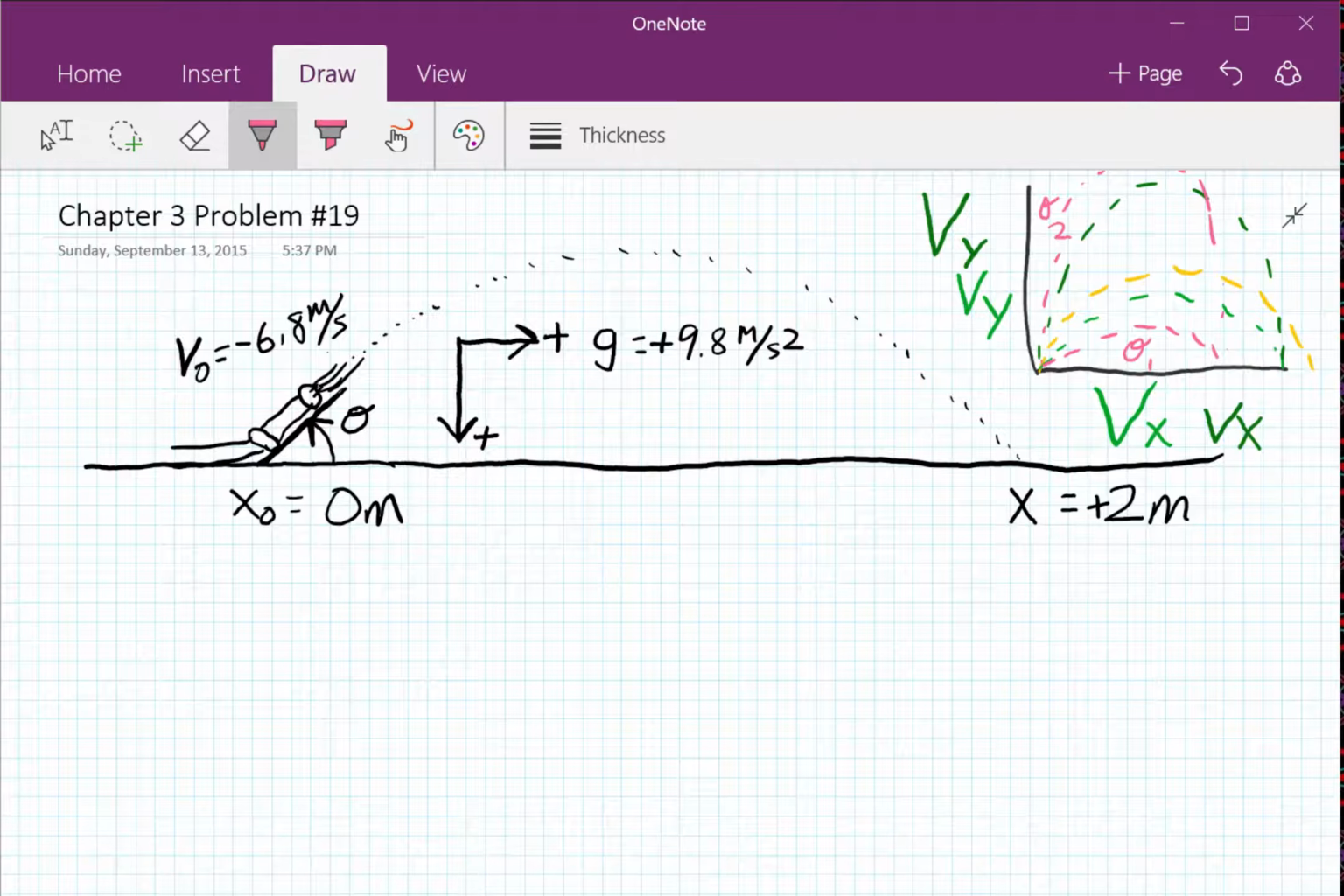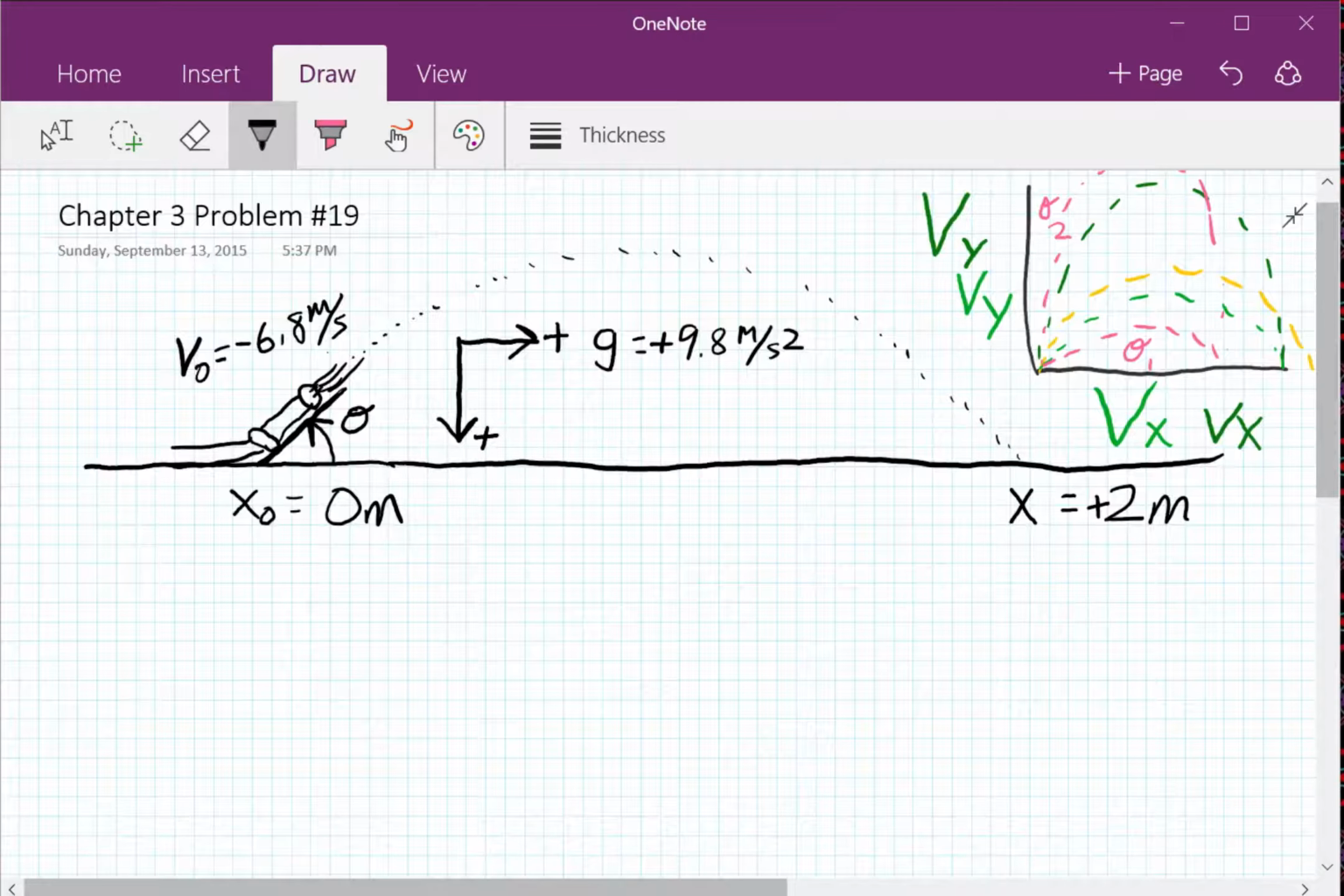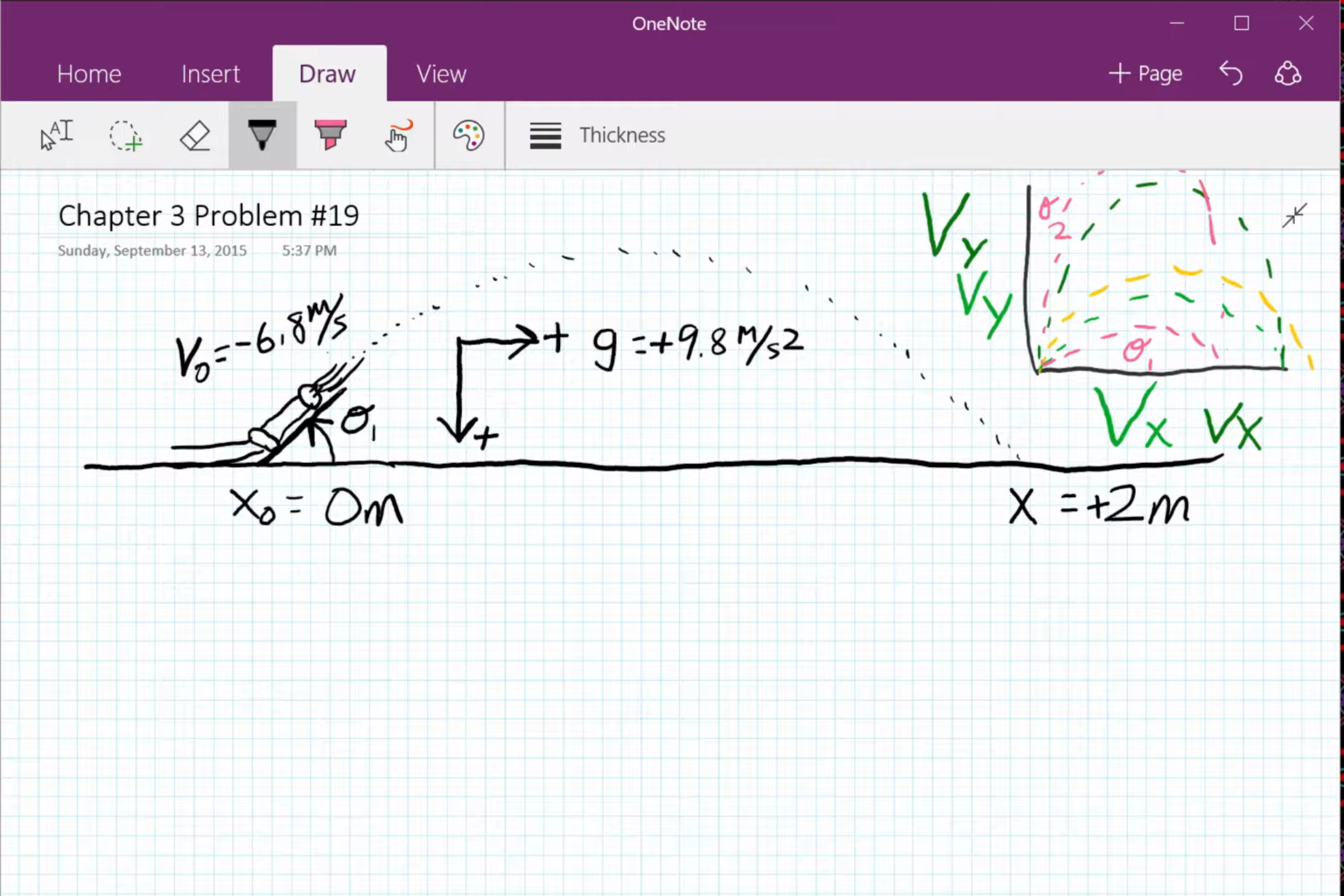So over here, back at the original problem, we're going to need to change it so we have a theta 1 and theta 2, and we don't know what those are. However, we do know that theta 2 will equal 90 degrees minus theta 1. Okay, so if we just find theta 1, we can easily find theta 2.